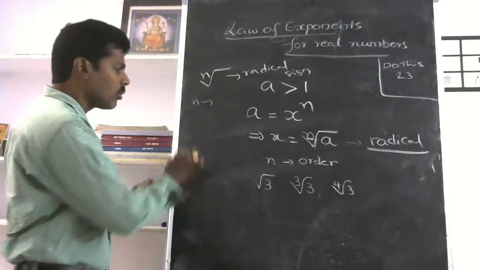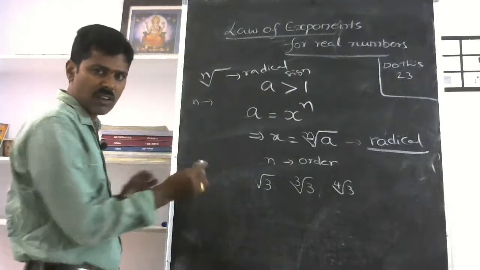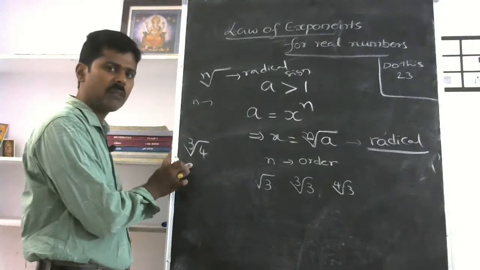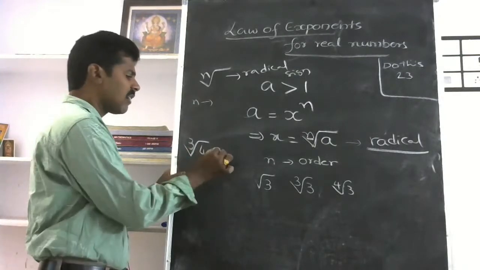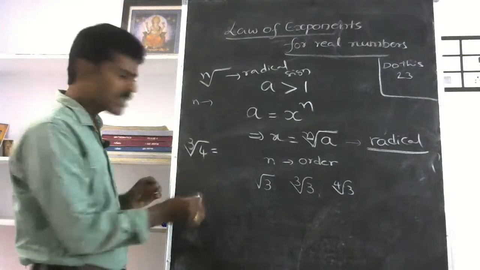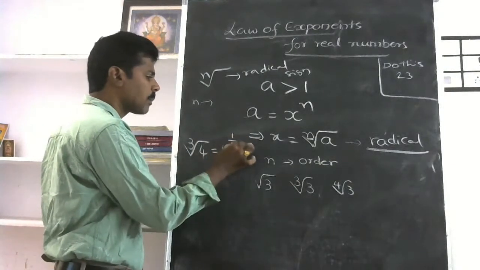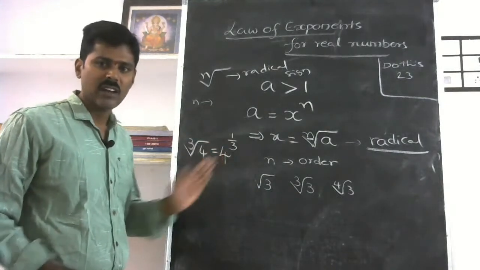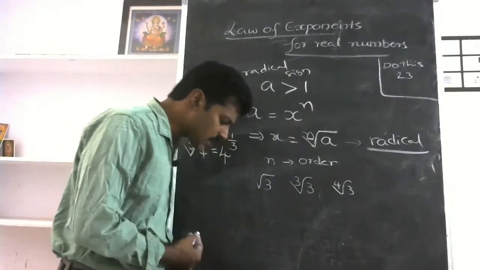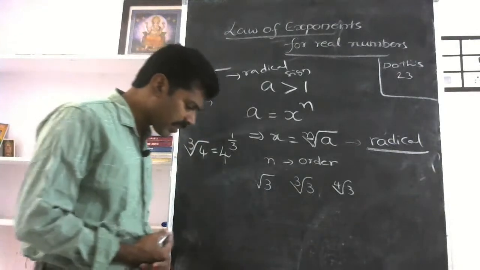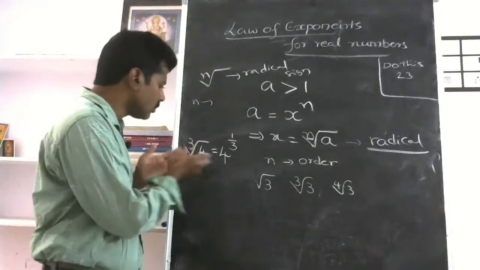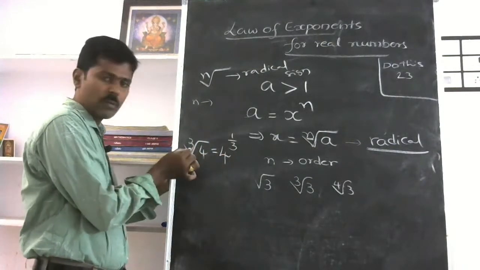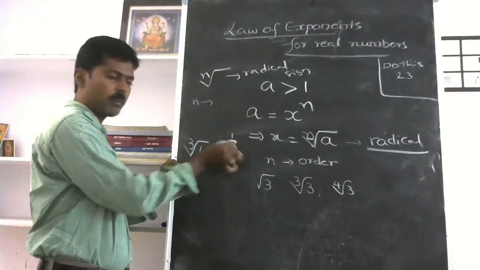I already explained how you can change from surd to exponential form. If you go with cube root 4, this is the surd form, known as radical form. And if you want to express it in exponential form, you can write it as 4 power 1 by 3. So converting radical to exponential, you have to do this on page number 24. You have to go through the two problems: radical to exponential and exponential to radical. Radical to exponential we have already learned. Cube root 4 is equal to 4 power 1 by 3.